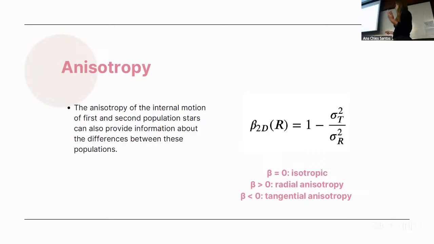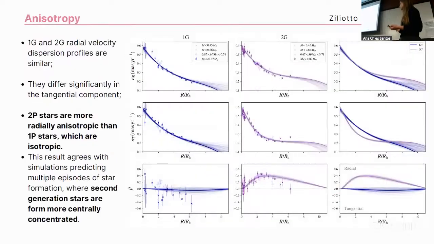It's defined as beta, and it's equal to 1 minus the square of the tangential velocity dispersion over the radial one squared. So if it is 0, it basically means that there is no preferential direction, the system is isotropic. If it is larger than 0, we have preferential radial orbits, and if it is smaller than 0, tangential anisotropy.